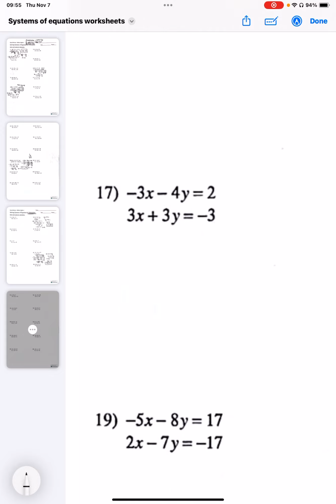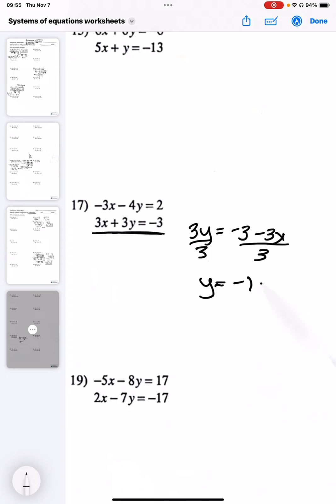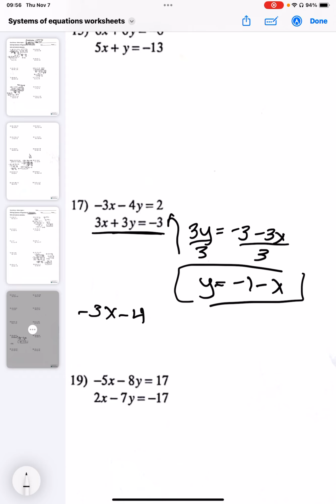So what I'm going to do is take this bottom equation and make it a y equals equation. I'm going to subtract 3x from both sides, and I'm going to get 3y is equal to negative 3 minus 3x, and then I'm going to divide both sides by 3. So I'm going to get y is equal to negative 1 minus x. This is the equation I'm going to use in order to substitute back in here. So we're going to get negative 3x minus 4, substituting back into this first equation, (negative 1 minus x) is equal to 2.